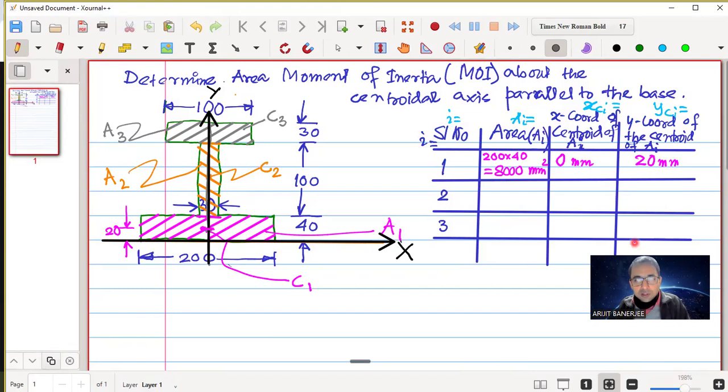Next, for shape 2. I will use a different color for this so that you can follow and correlate. For this area 2, what is the area? Area is 100 multiplied by 30. I am following the x multiplied by y so that it remains similar. 30 multiplied by, the width is 30.